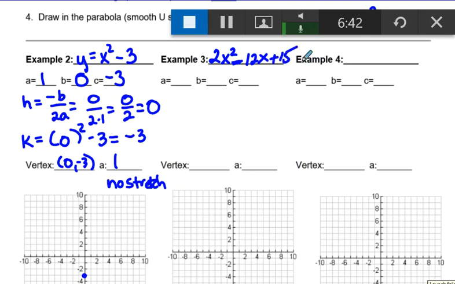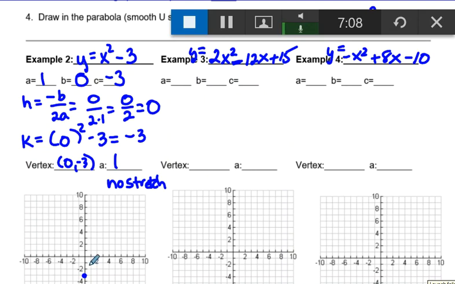Okay. And if you finish example 3 really fast, you can try this one, y equals -x squared plus 8x minus 10. But we're definitely going to do example 3. We might do example 4 if we get through to that. Try to do the a, b, and c, and then do the -b over 2a. And I'll come around and see how you're doing.